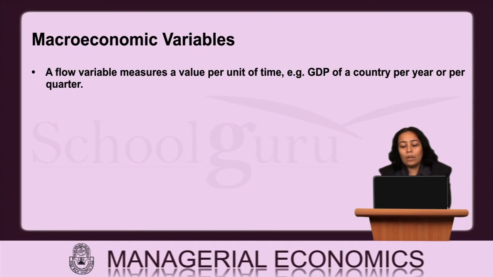A flow variable measures a value per unit of time. For example, the GDP of a country will be calculated in a time series framework. GDP is a time-limited phenomenon: a GDP for a quarter, a GDP biannually, a GDP per year and so on. So if I have to assume that we are facing a depression, how will we arrive at that? If the economy is going into a downturn, how will you arrive at that? When two consecutive quarters of GDP show negative growth, then you can safely assume that for that time period the economy is going into depression.